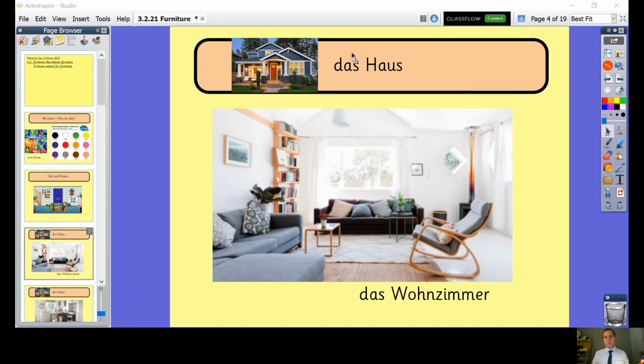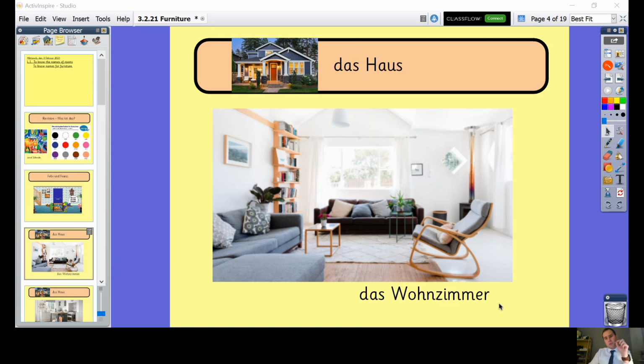So names of rooms and places in the house, das Haus. Remember as well your capital letter for a noun. Even though it's not a proper noun, it always gets a capital letter in German because it's a noun. The first one, das Wohnzimmer, and that is the living room. Wohn comes from the verb wohnen, meaning to live. So das Wohnzimmer is live and Zimmer is room.